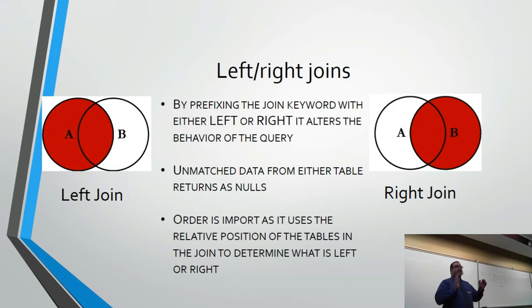It'll display all the data to the left of the join or all the data to the right of the join, depending which keyword you choose to use. And anywhere it doesn't find any matches, it returns nulls.